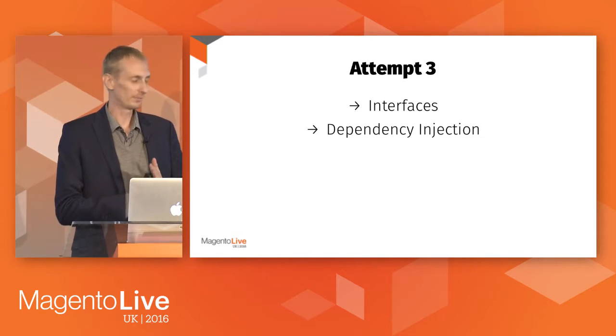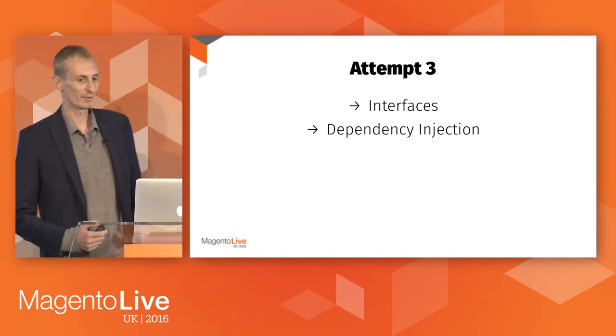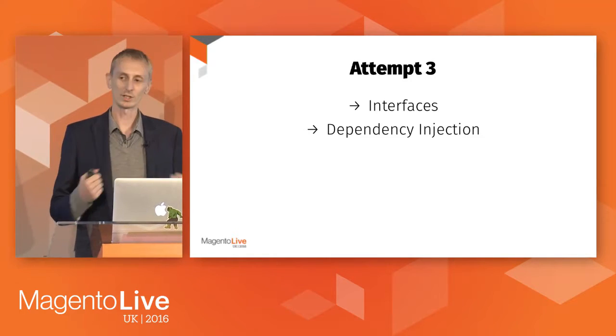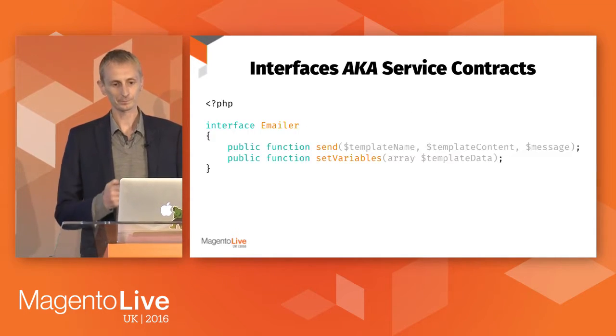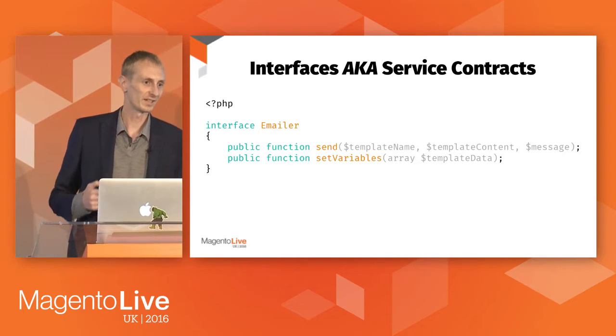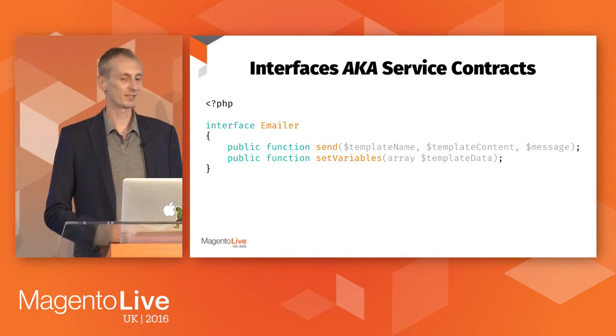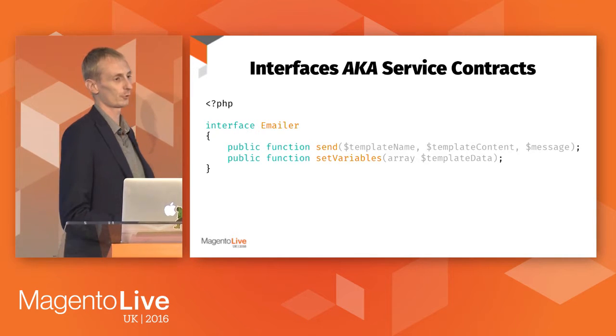So let's go all out. Let's take the gloves off, and we're going to go for attempt number 3, where we're going to use interfaces and we're going to use dependency injection. So we start off by creating an interface. And if anyone spent any time with Magento 2, an interface is a service contract. And all this interface is our public API for our application. So anytime that anyone wants to create their own emailer, they implement my emailer interface, my blueprint for anyone sending email, and they have to implement their own send and set variables functions.